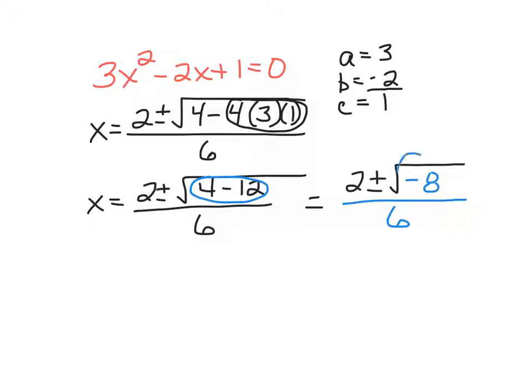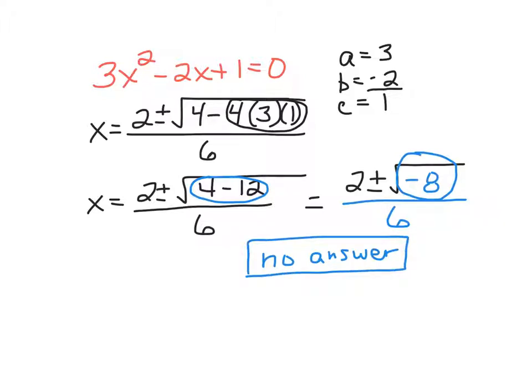Well, it's not possible to have a negative number underneath the square root. So, in this particular case, there is no answer for this that satisfies this particular equation under the real number system. So, we will just say that there is no solution. And once again, the reason for that is because the value underneath the square root, when I simplify it, is a negative number.